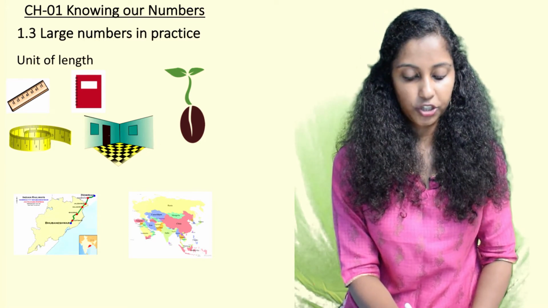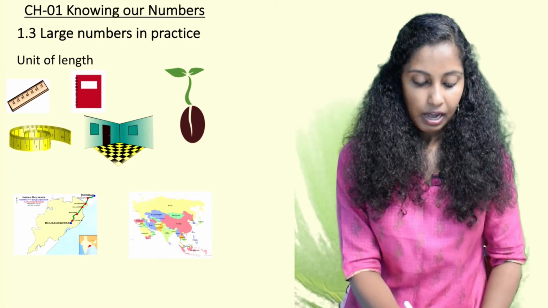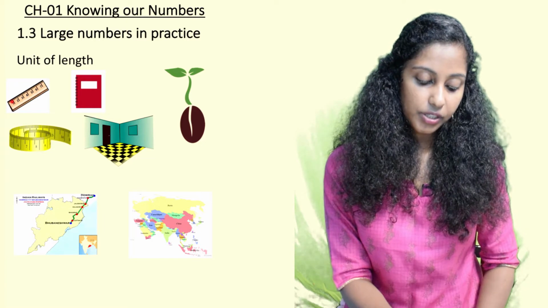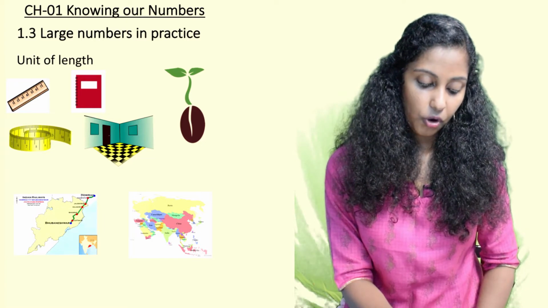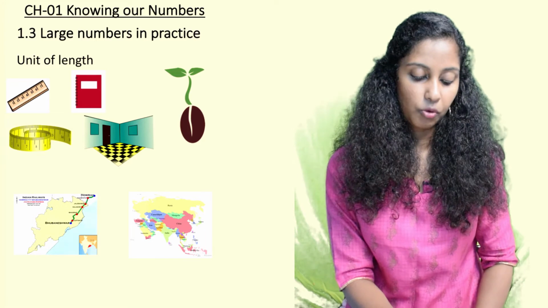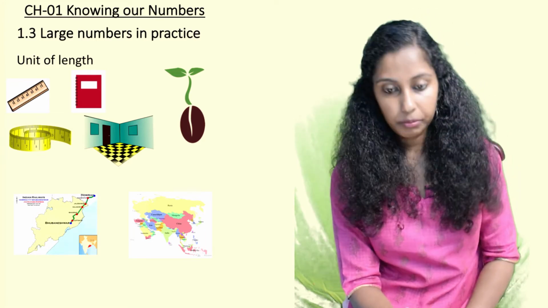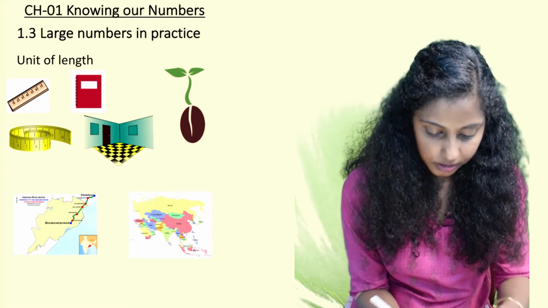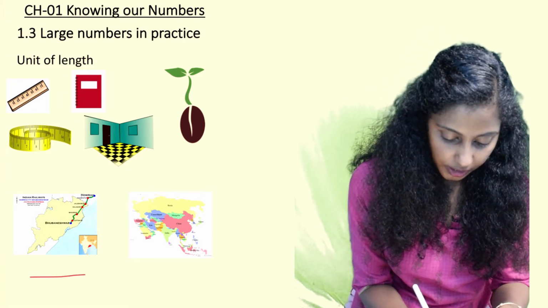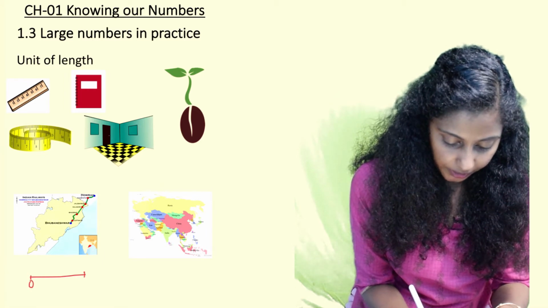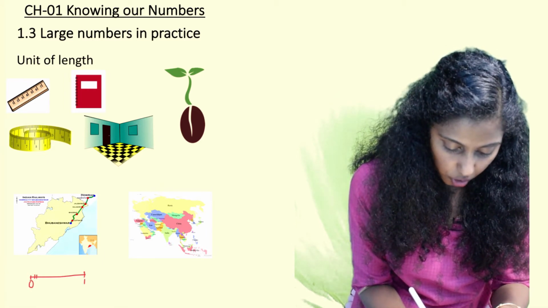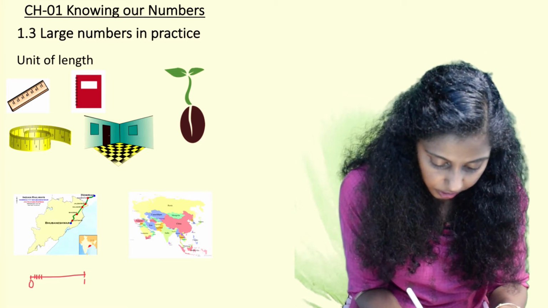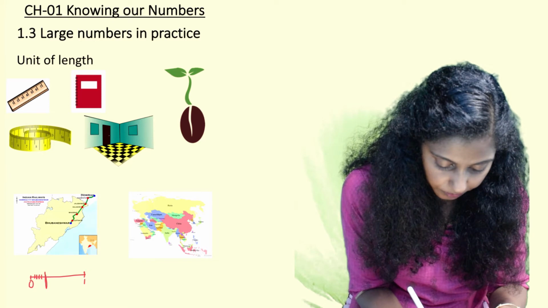So we use the measure called meter. And you can see in this scale or ruler there are small markings. One small line is equal to 1 millimeter. For example, this is a scale. If the scale starts from 0 and goes till 1, these small lines are all called millimeter.